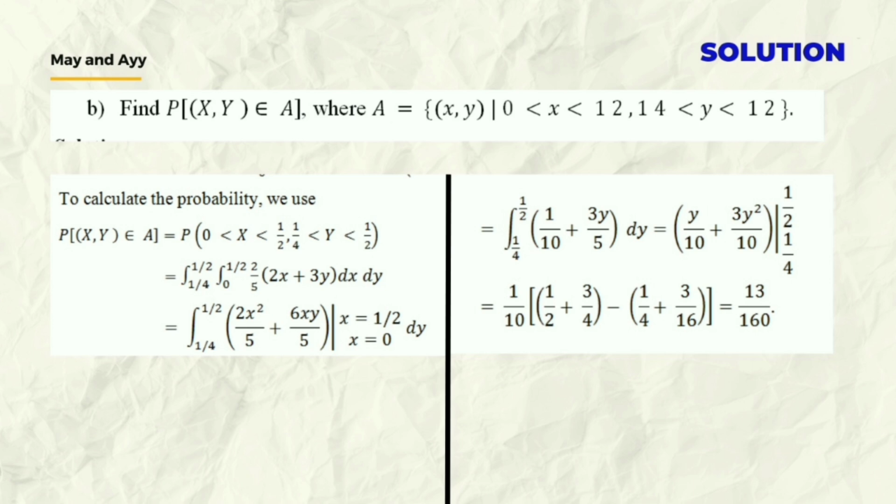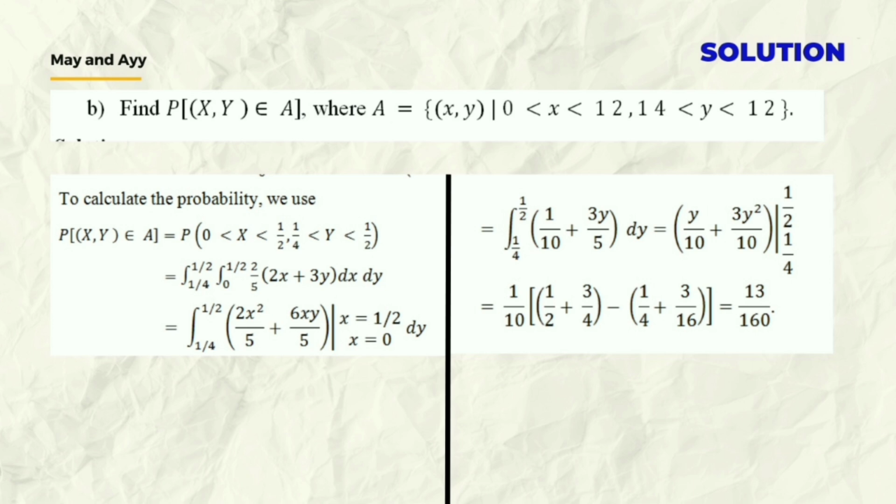We find the result is the integral from 1/4 to 1/2 of [2x²/5 + 6xy/5] for x equals 0 until x equals a half, dy. So we substitute x = 0 and x = 1/2, and we find the integral from 1/4 to 1/2 of (1/10 + 3y/5) dy.